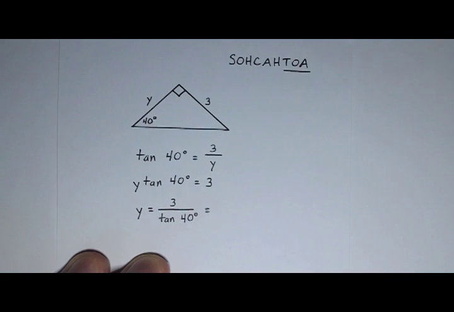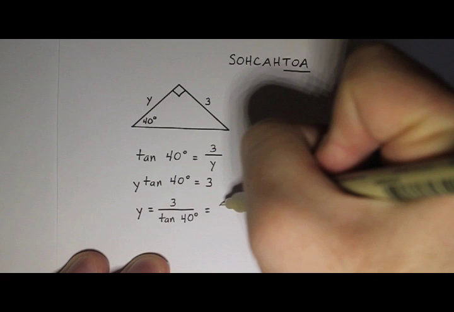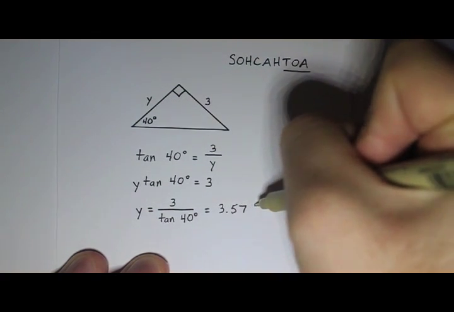Okay. And now I can type this into the calculator. Again, make sure you're in degree mode. And if you do this, you should get 3.575.